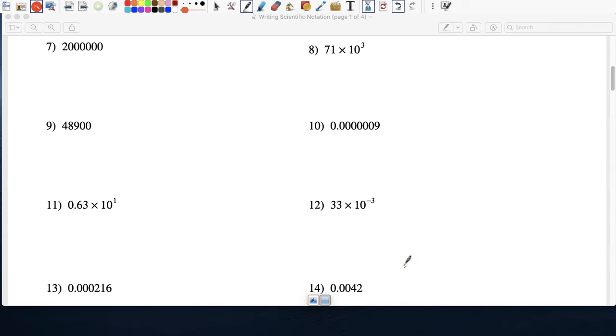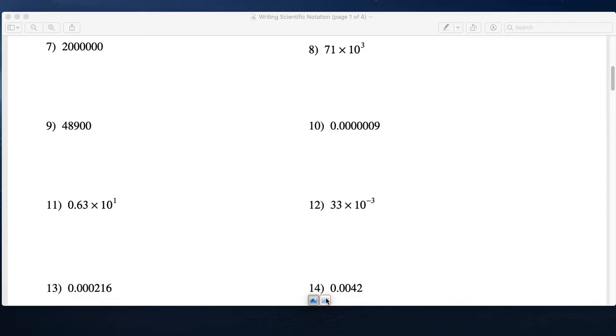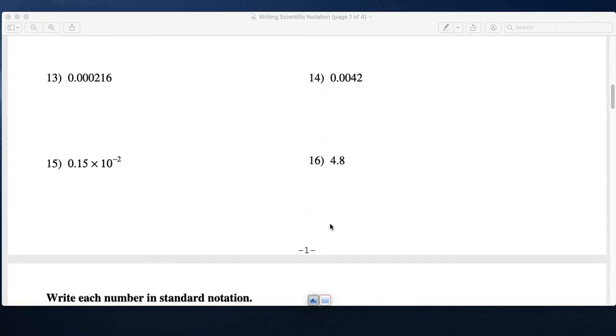0.0042, we're going to move the decimal 1, 2. We're going to put it between the 4 and the 2 because the first factor has to be a number between 1 and 10. So 0.42 times 10, and how many times do we move the decimal? 1, 2, 3, negative third power. 16 is the last one.